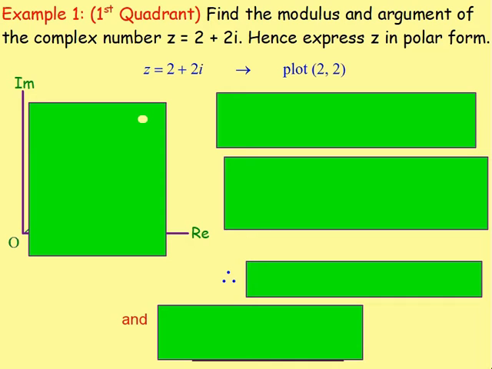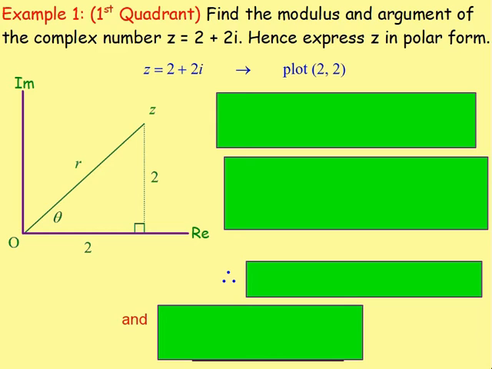So you're going to have your Argand diagram, with the real and the imaginary axes. You would go along 2, up 2, and you will end up with this point. That is where complex number z would be. And we know the modulus would be the distance going from the origin up to that point that would be represented if we plotted 2, 2.